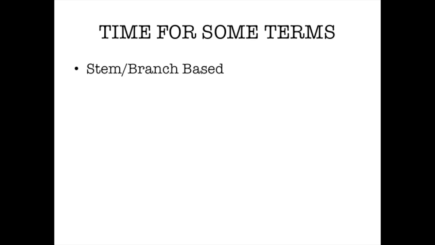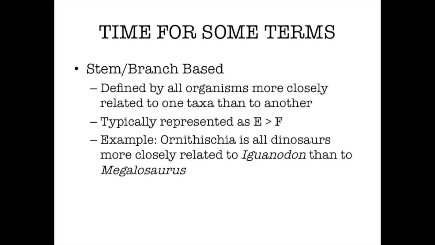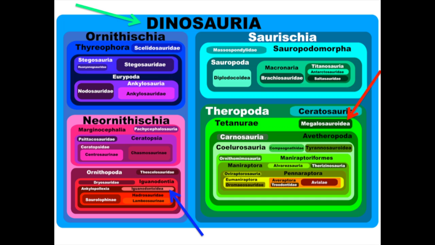Now, a stem or a branch-based clade is basically all organisms that are more closely related to one taxon than to another. It's typically represented as E greater than F, or some variation thereupon, and a common example comes from our Ornithischia definition, which is all dinosaurs more closely related to Iguanodon than to Megalosaurus. See here? Ornithischians have the group with Iguanodon, but none of the things that are more closely related to Megalosaurus.